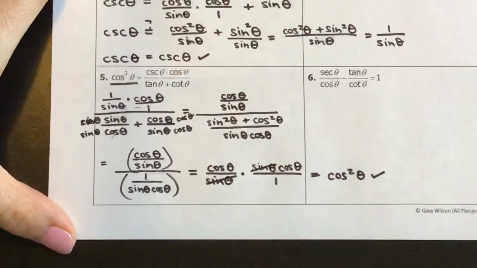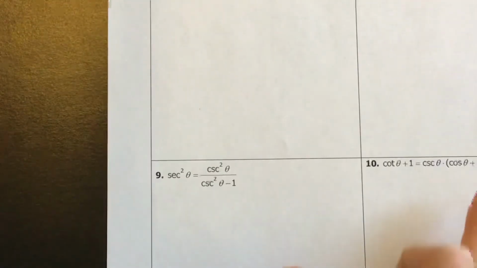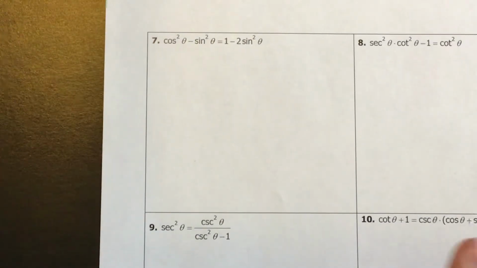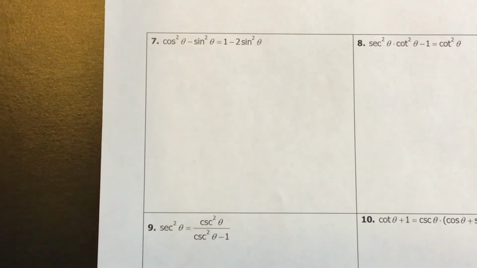All right, let's look on the second page. I'm going to keep on going with these odds. So I've got 3 down, 3 to go. I'm going to look at number 7. So number 7, we actually did exactly this when we were simplifying the identities in part 1.